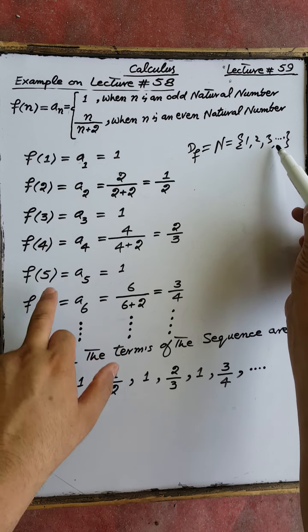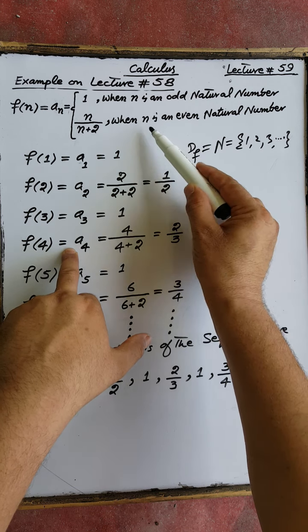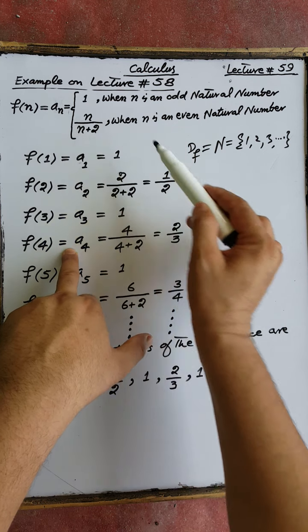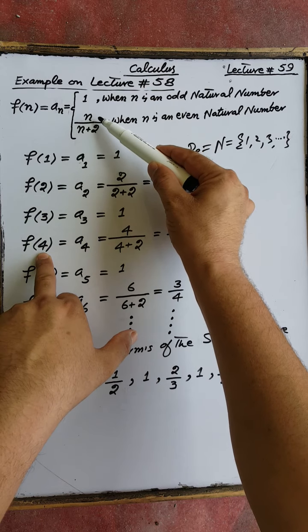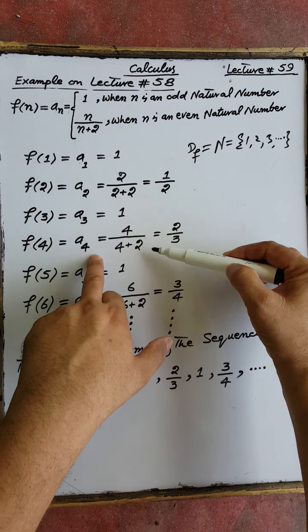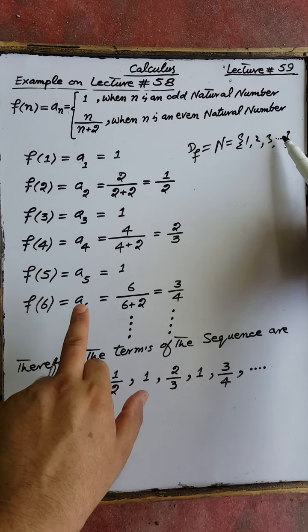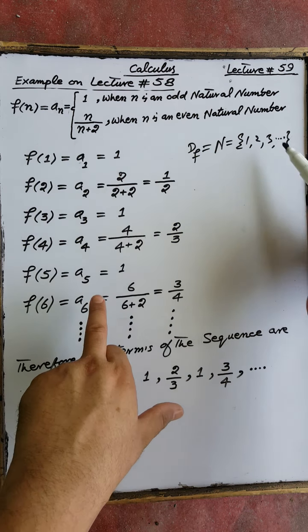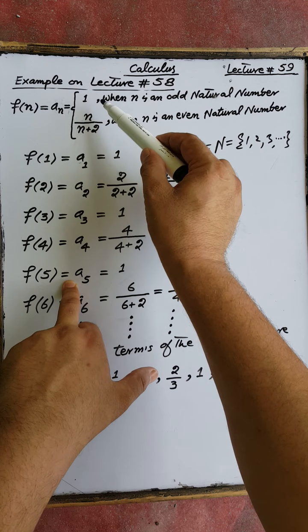And at the point 4, 4 is an even number. Therefore, the value of the function at the point 4 is calculated from n divided by n plus 2. F of 4 is equal to 4 divided by 4 plus 2, which is equal to 2 divided by 3. At the point 5, 5 is an odd number. The value of the function at the point 5 is defined, which is equal to 1.